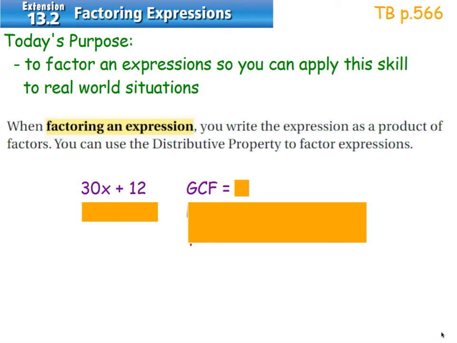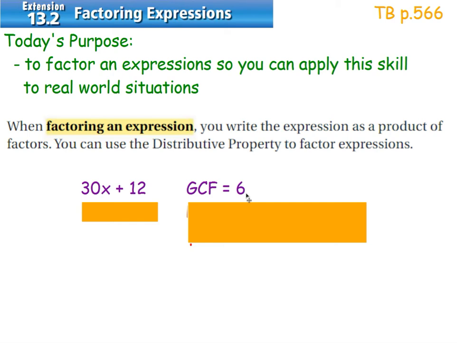So when factoring an expression, you write the expression as a product of two factors. You can use the distributive property to factor expressions. Now, typically, the first step that we take is that we find the GCF of the two numbers and factor it out. So I have the expression 30x plus 12. I would make a t-chart to find the GCF of these two numbers. And if I completed that, I would know that the answer is 6.